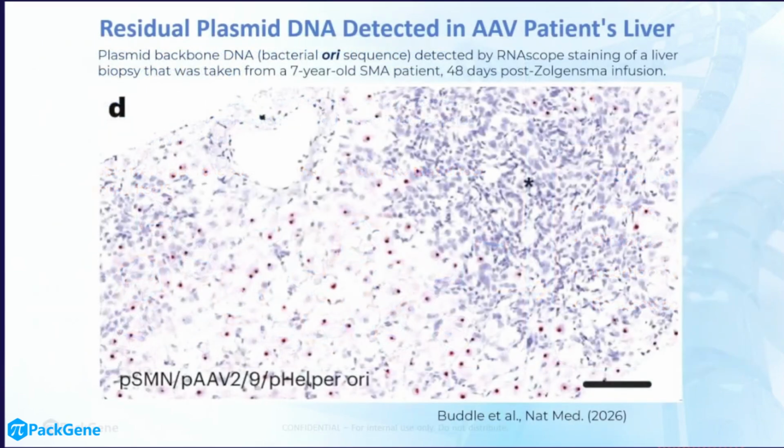That's not clear. Just to hammer the point home, if you're sitting here, you've probably seen this figure from earlier this year from the Brewer lab. This is a staining for bacterial origin of replication sequence from a plasmid backbone, and it's in the liver biopsy of a patient nearly 7 weeks after she was treated with Zolgensma. So this is a pretty stark reminder that we still have a ways to go to try to lower this non-viral packaged DNA, and certainly I think the regulators think so as well.